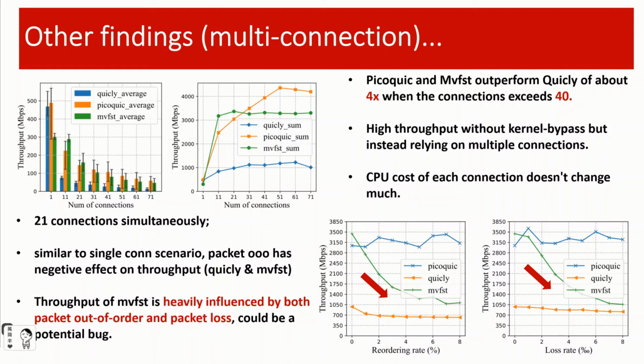And then we introduce some packet out of order and packet loss into the network, and got 2 findings. The first one is that, similar to the single connection scenario, packet out of order can have negative effect on the overall throughput. This is true for both Quicly and Moqfast. And also, the throughput of Moqfast is heavily influenced by both packet out of order and packet loss. This can be shown as the green line in the figure below. So this could be a potential bug, but we didn't have a closer look at it, so we're not sure at the current stage.